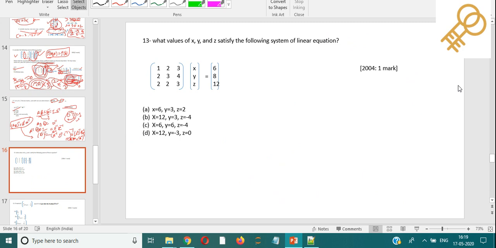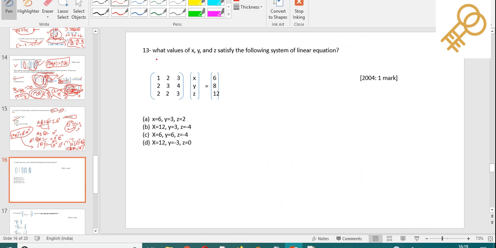This question was asked in 2004 for 1 mark. It asks what values of x, y, and z satisfy the following system of linear equations. They have given a relation between the matrix and the variables, and if you multiply this matrix with the variables, it should give the corresponding values 6, 8, and 12. It is nothing but a simple multiplication.